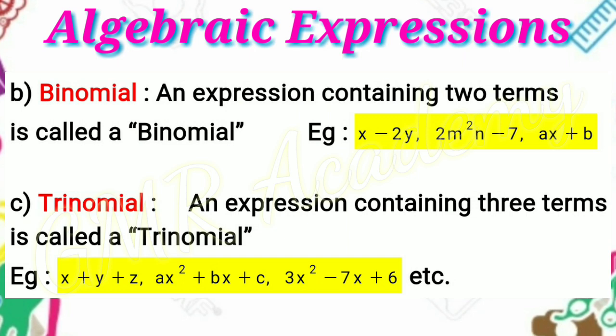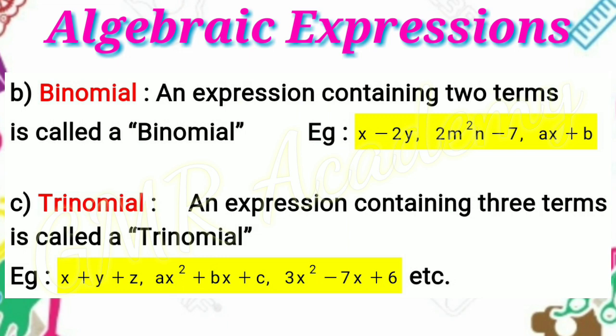Another example, 2m square n minus 7. 2m square n is a monomial, and 7 is also a monomial. So 2m square n minus 7 is a binomial. For another example, ax plus b is also a binomial.